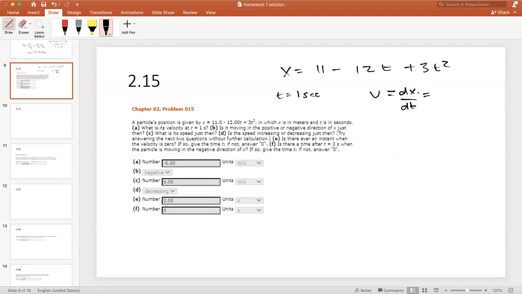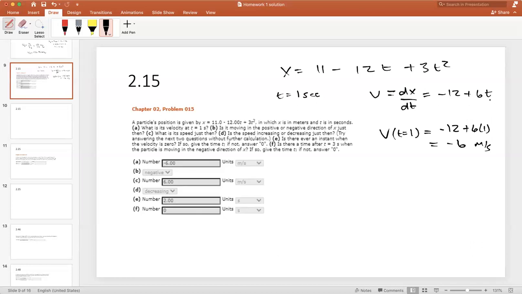So let's do this. The derivative of a constant is 0. The derivative of a single power, the power goes away, and we get minus 12. The derivative of a power comes down, you lose 1 in the power, so this would be plus 6t. Multiply by 2, drop the power by 1. So this is our velocity. Our velocity at a time of t equal to 1 second would be minus 12 plus 6 times 1, or minus 6 meters per second.